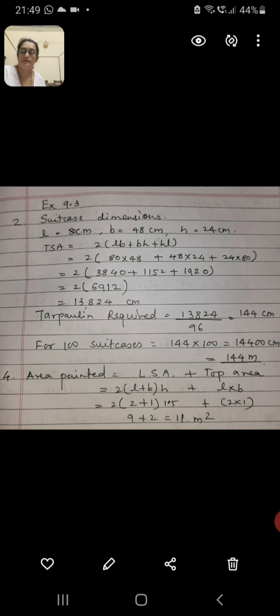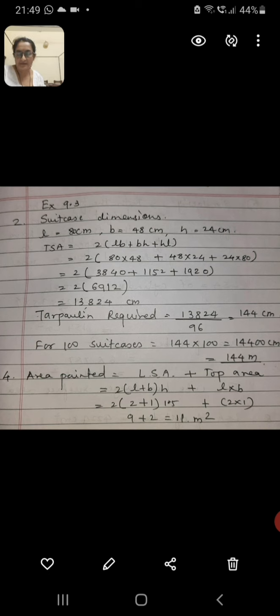Now it is for one suitcase. To find the material needed for 100 suitcases, we have to multiply it by 100. When you multiply it by 100, you will get 14,400 centimeter. Convert it to meter, that is 144 meters. Fine. So that is our answer.